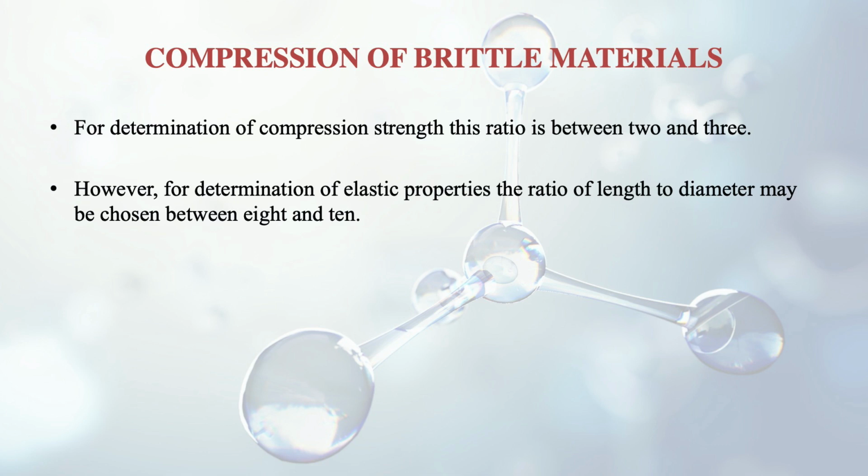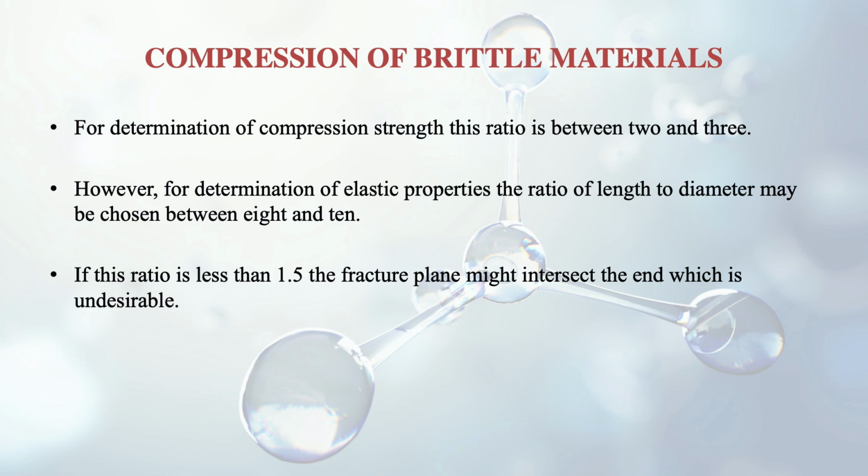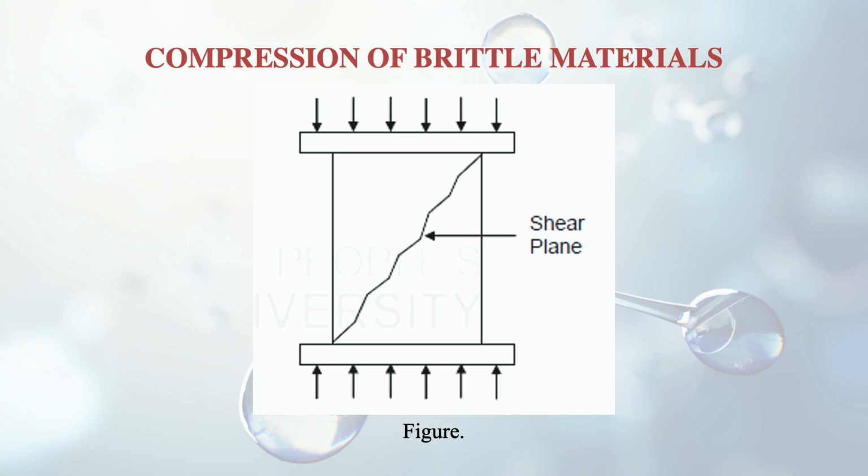But for determination of the elastic properties, the ratio of length to diameter may be chosen between 8 and 10. So whenever we want to determine certain elastic properties, the length to diameter ratio has to be between 8 and 10. And if it is less than 1.5, then what will happen? The fracture plane is generally about 45 degrees to the axis, so it may intersect the end, which is undesirable. Like in the figure you can see this particular curve is going, and it may intersect your ends. So it is not at all desirable.